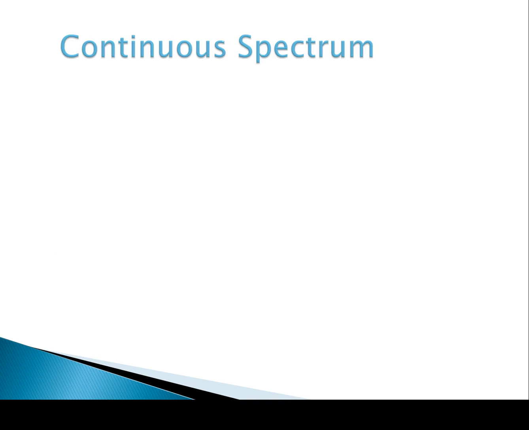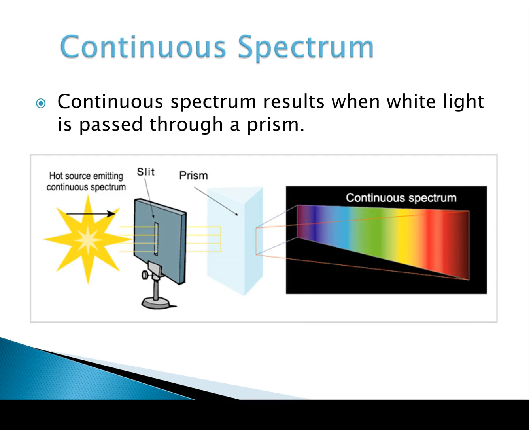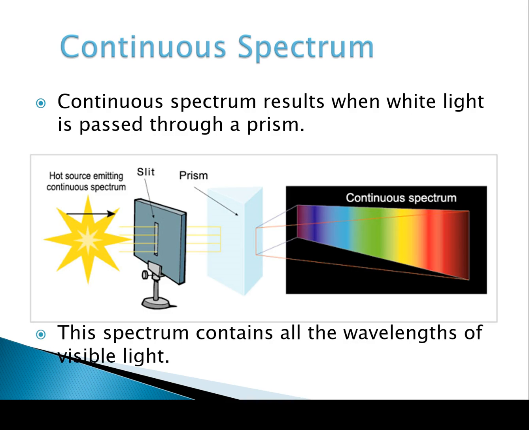All right, the continuous spectrum. So a continuous spectrum is produced when light passes through a prism. And it's essentially a rainbow. When you look at the continuous spectrum, all we see is one color smoothly bleeding into the next with no breaks or divisions. So the spectrum contains all the wavelengths of visible light.